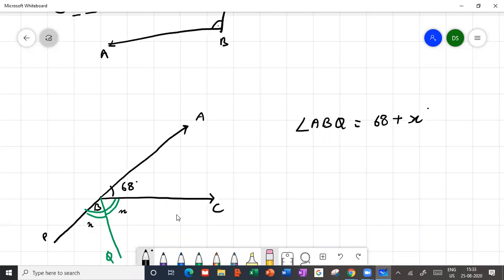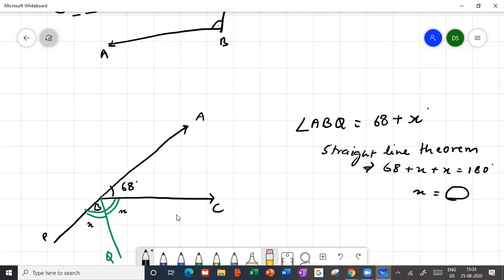Tell me what the straight line theorem states. It's just this. So basically the straight line theorem is 68 plus x is equal to 180. Correct? Solve this, you will get x. So you will get ABQ. Substitute it here. That's your first part. Done. And what else have they asked?